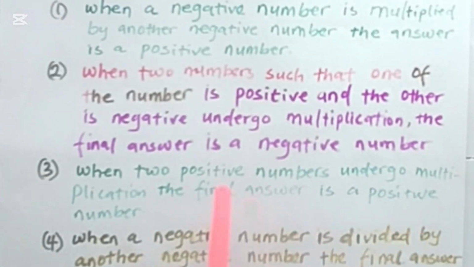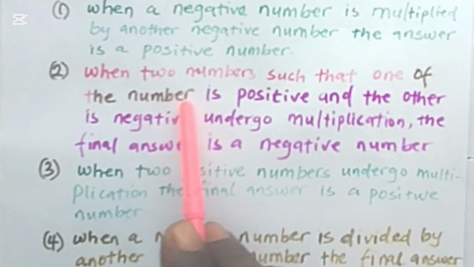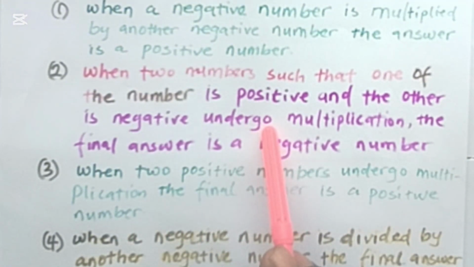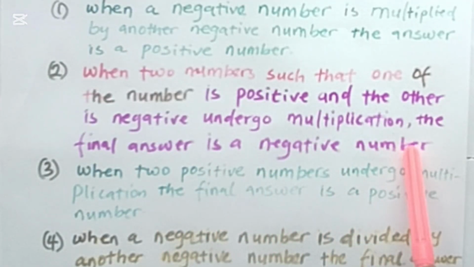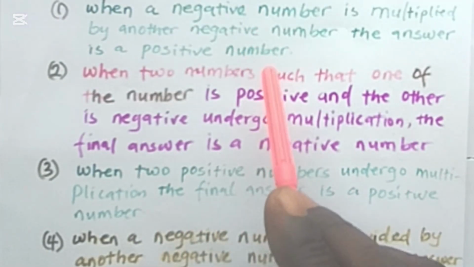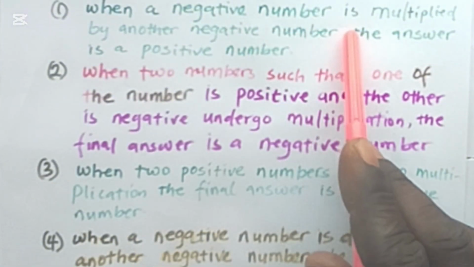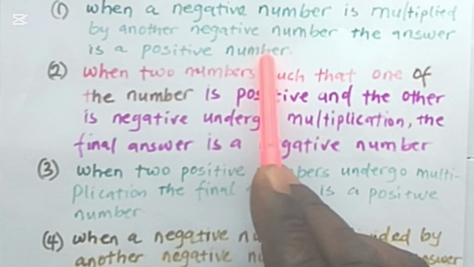The second rule is when two numbers such that one of the numbers is positive and the other number is negative undergo multiplication, the final answer is a negative number. You can see the difference between these two rules. The first one is that you have two negative numbers undergoing multiplication. They say our final answer is going to be a positive number.